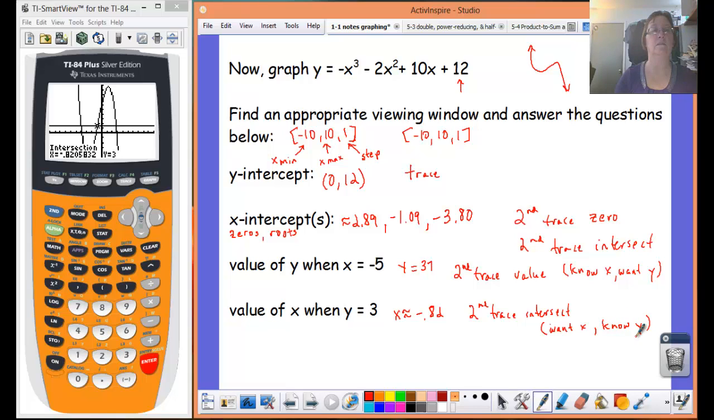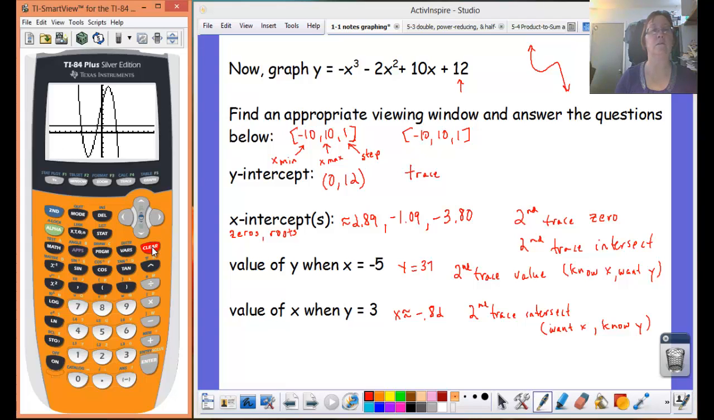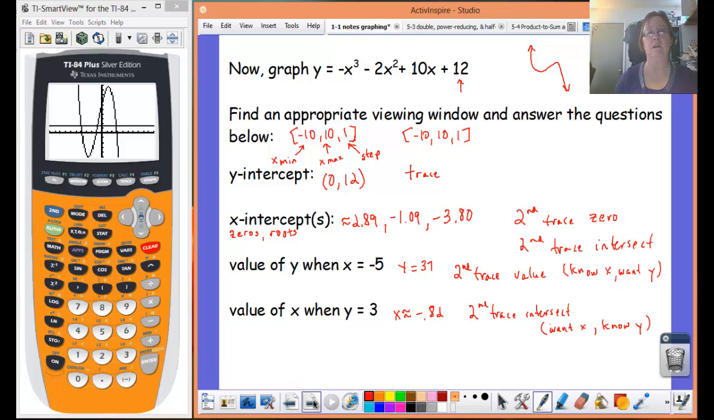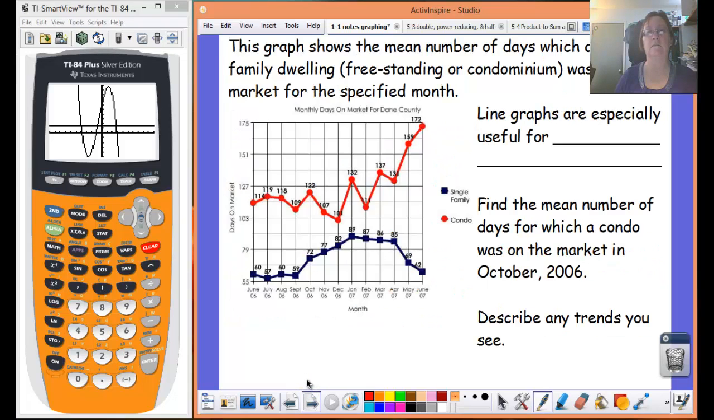Alright, so we've just given you a brief introduction to the power of your graphing calculator. It can do a lot for you. And one more thing in this lecture today. We want to talk a little bit about interpreting line graphs, since we're talking about graphs in this section. So get a little statistics in there on you.